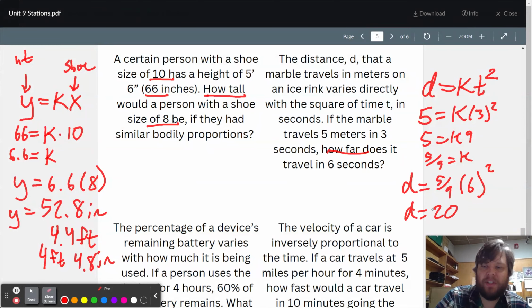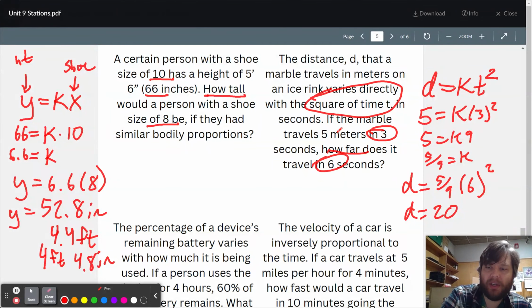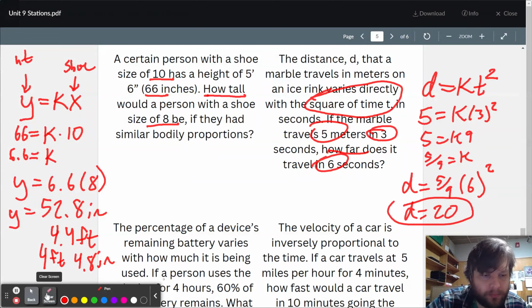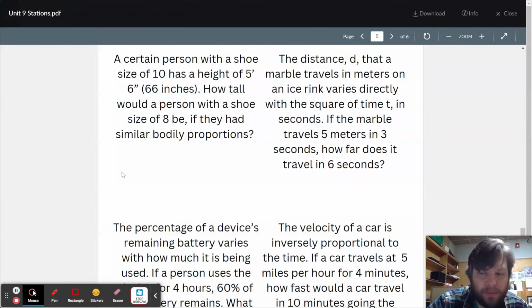By the way, I feel compelled to point this out, that if something varies with the square of time, if you go twice as long, it's going to go 4 times as far, because 2 squared is 4. You may remember that from doing some physics stuff.